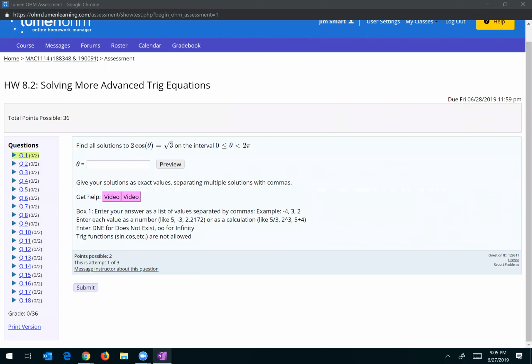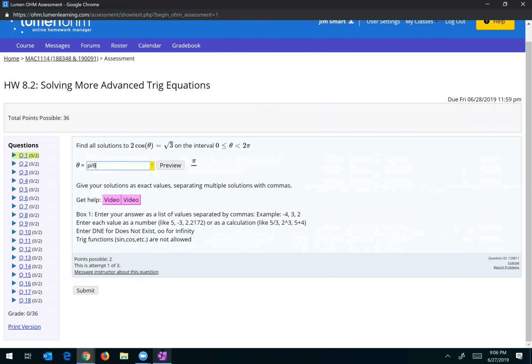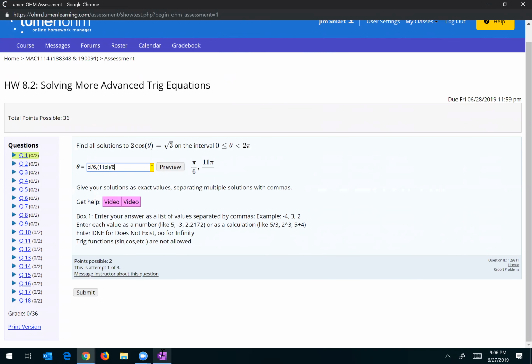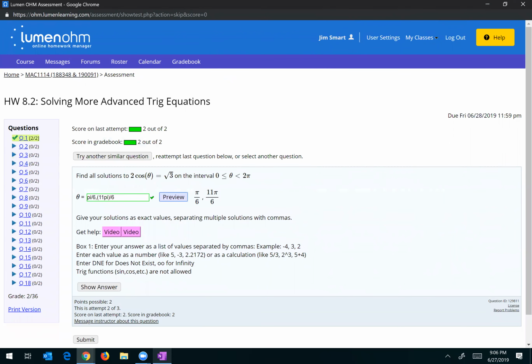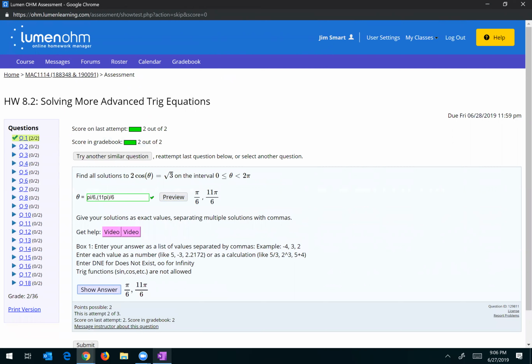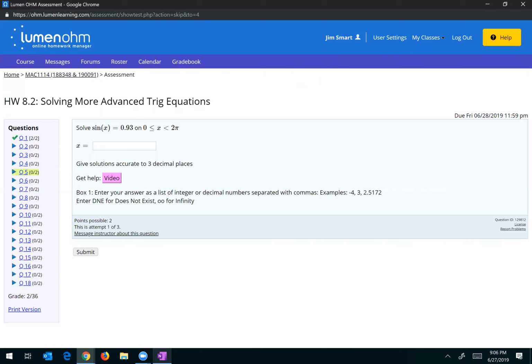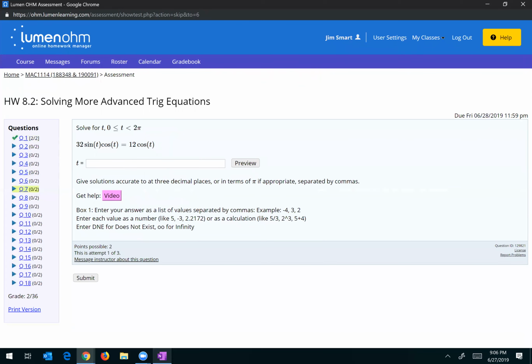Oh, this one doesn't even give me the option to show the answer. But it was pi over 6 and 11 pi over 6. There we go. I don't know if it was those specifically that were tripping me up. I think it was other ones where I thought I was putting the right part of the angle in there, and it was. Well, let's do it like this, where we've got multiple trig functions.